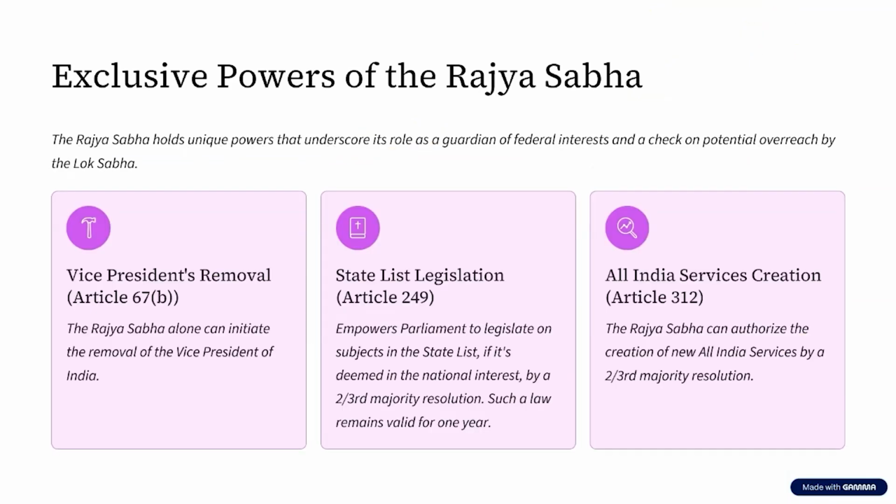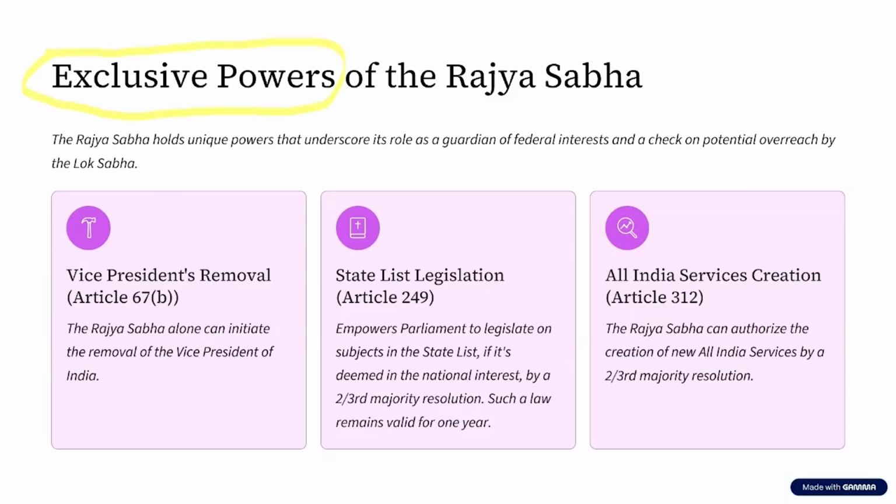Now let us come to the importance of Rajya Sabha. What is the importance that Rajya Sabha holds? As I told, Rajya Sabha is the second chamber in our parliament. But is it sufficient? No. This Rajya Sabha also has some exclusive powers in our parliament. That is, there are certain powers which are given only to this Rajya Sabha. Now, what are these exclusive powers?